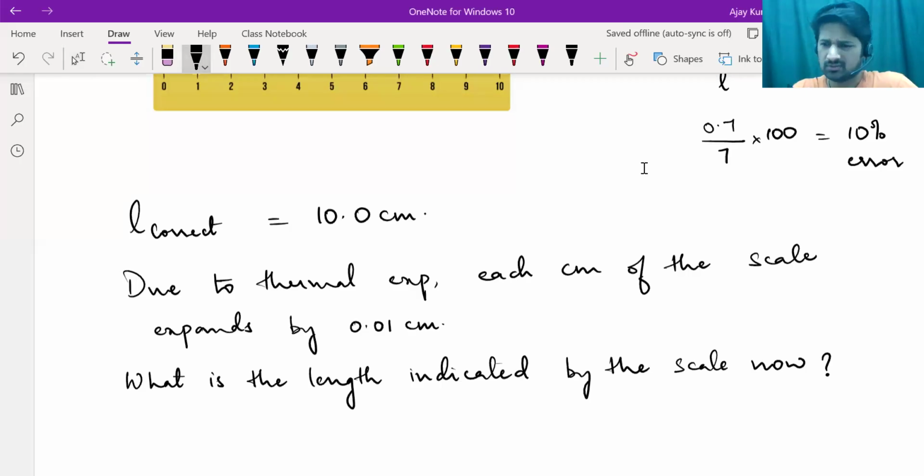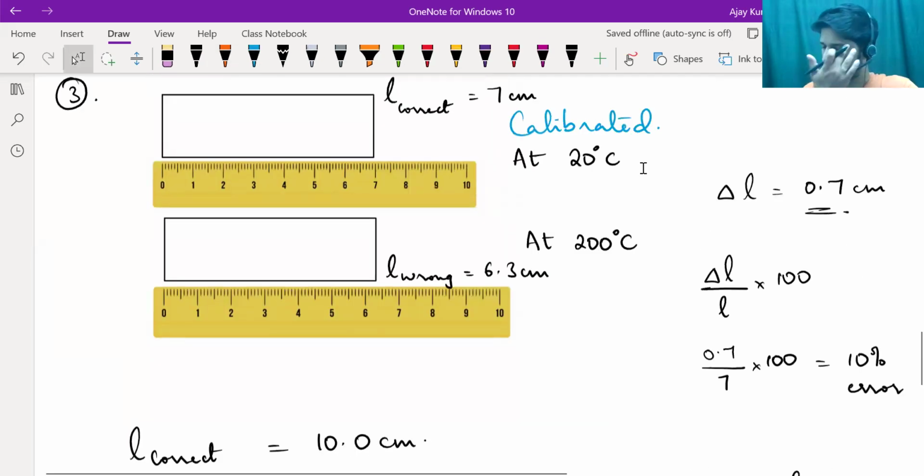See, there is no set formula for solving such questions. This is kind of a new question. You'll have to apply your own logic now. We want the length indicated by the scale when the markings have expanded. Okay. Understand what is meant by length indicated by an instrument. You look at this example itself.